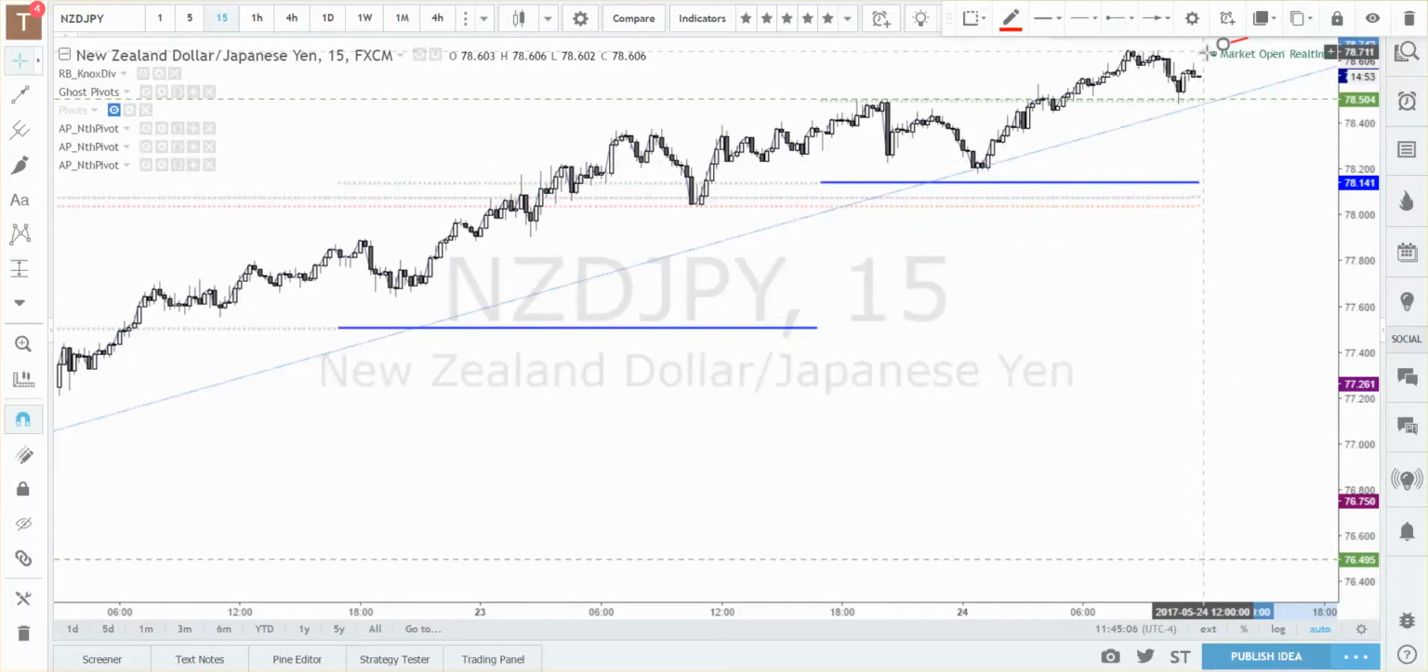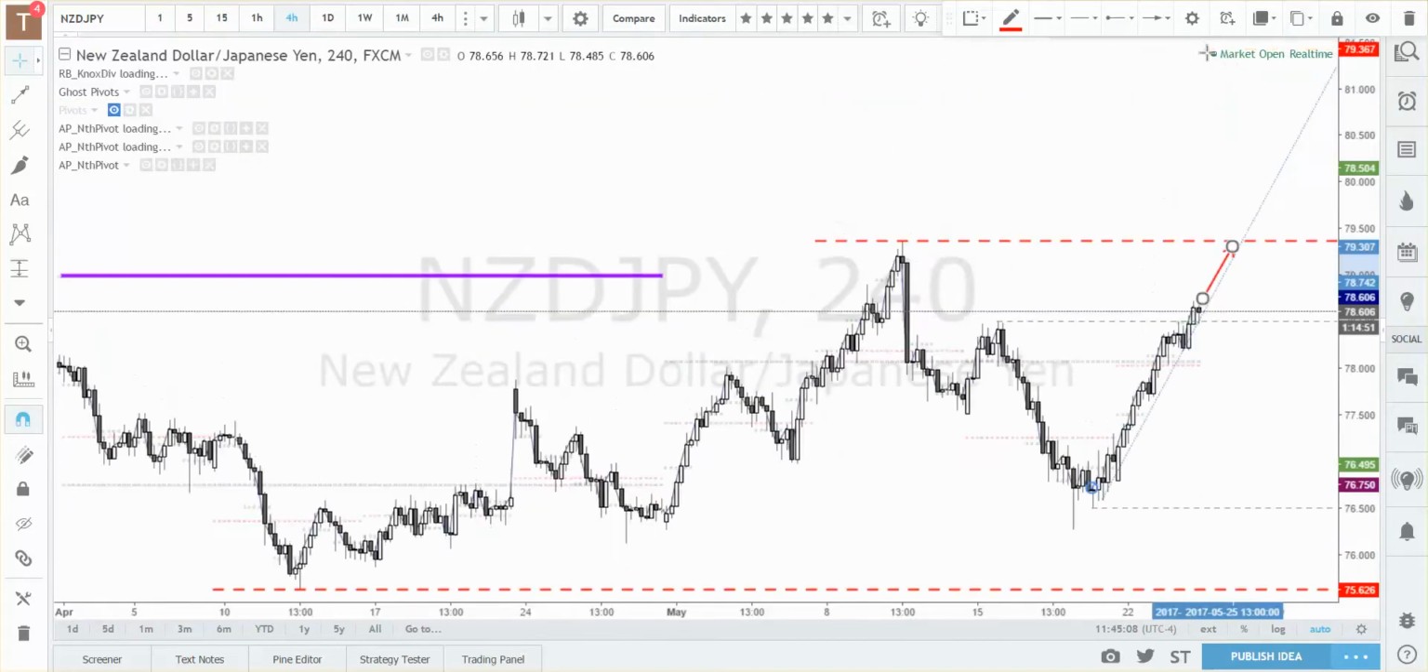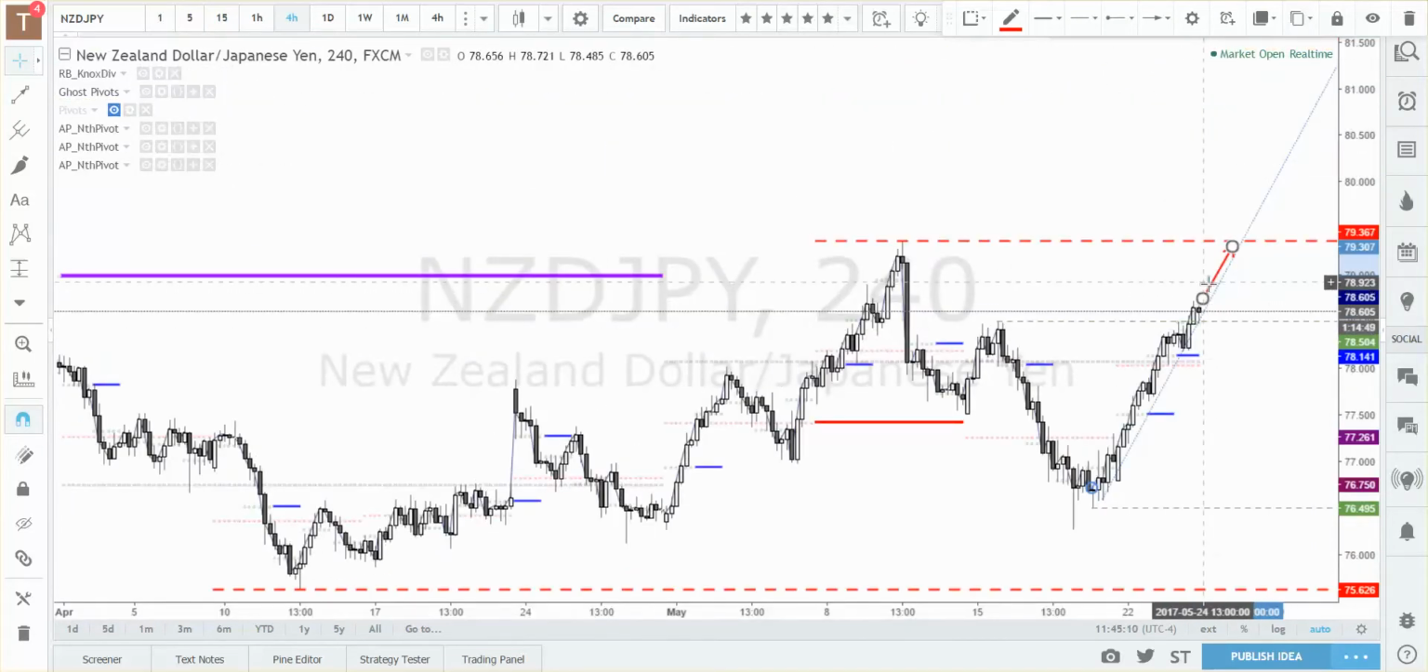But if we do get a push higher, then I am going to be very interested in sizing up a little bit more, and targeting that third pivot, because once I hit that third pivot, I would be in net profit on the entire position, and that's going to be my goal.